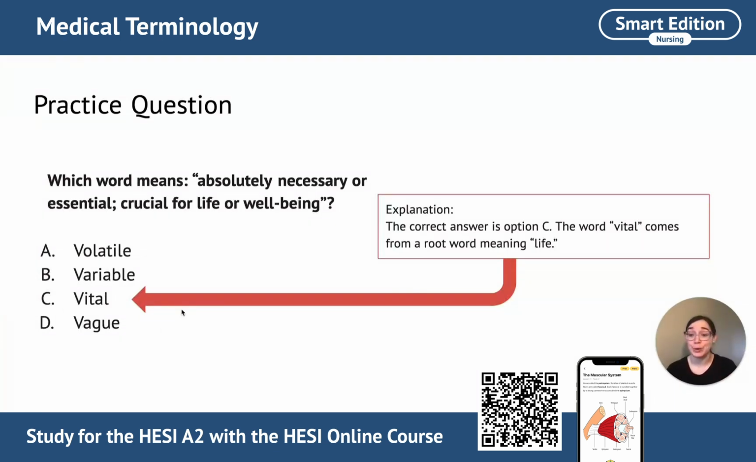Our other answer options here, the word volatile means liable to change quickly or unpredictably, often for the worse. Variable means subject to change or fluctuation, but it's a little bit more neutral than the word volatile. And then the word vague means unclear, uncertain, ill-defined. So none of those three options really have anything to do with our provided definition. And again, the word vital is the best fit here, so that's our correct answer.